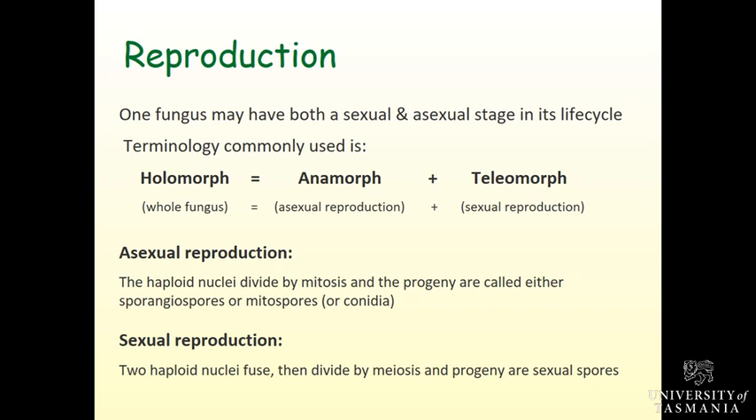Anyway, asexual reproduction. Your haploid or your single nuclei will divide by mitosis, and the progeny are sporangiospores, mitospores, or commonly we just call them conidiaspores. So a whole bunch of names for the same thing. Usually we talk about, with asexual production, you'll have structures and you'll have these conidiaspores.